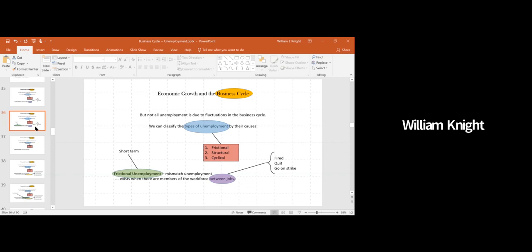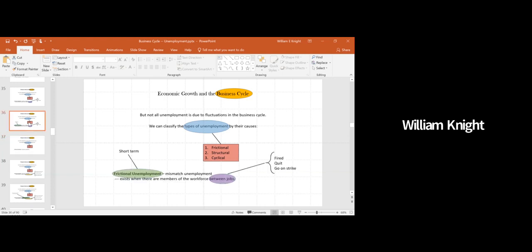What is this friction that keeps these people from being rehired immediately? It is a lack of knowledge, a lack of information. The worker does not know where the jobs are. The worker must go out and search. This may take some time. And the job openings do not know of the availability of the qualified workers. It's going to take some time for these two things to find each other. And that's what creates the friction.